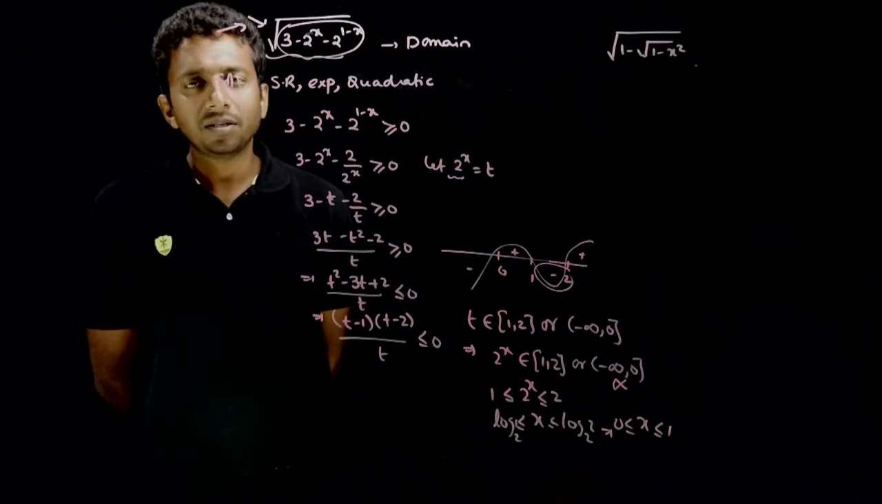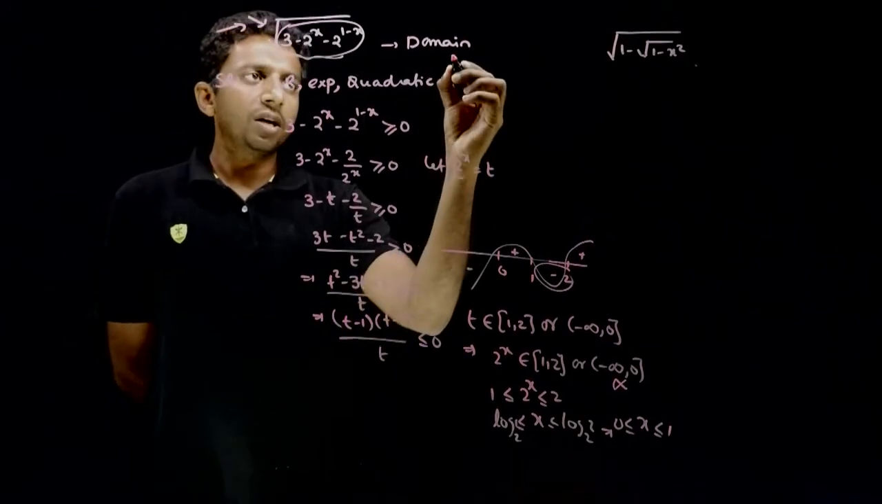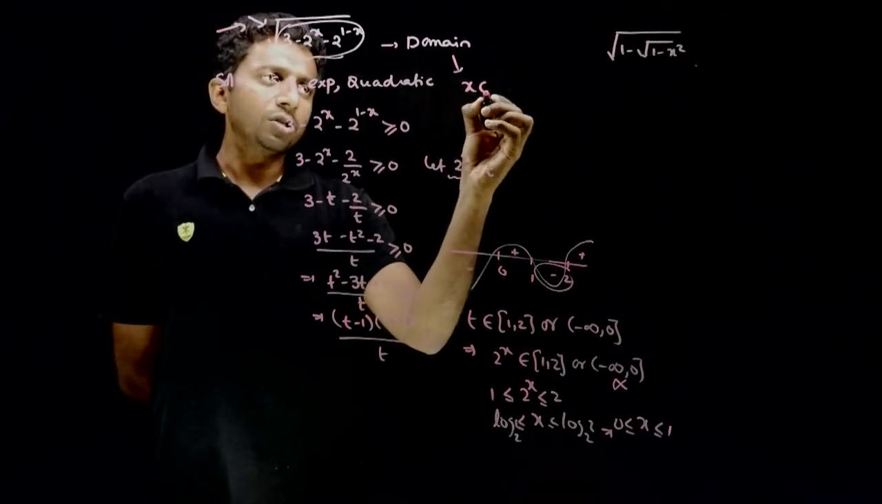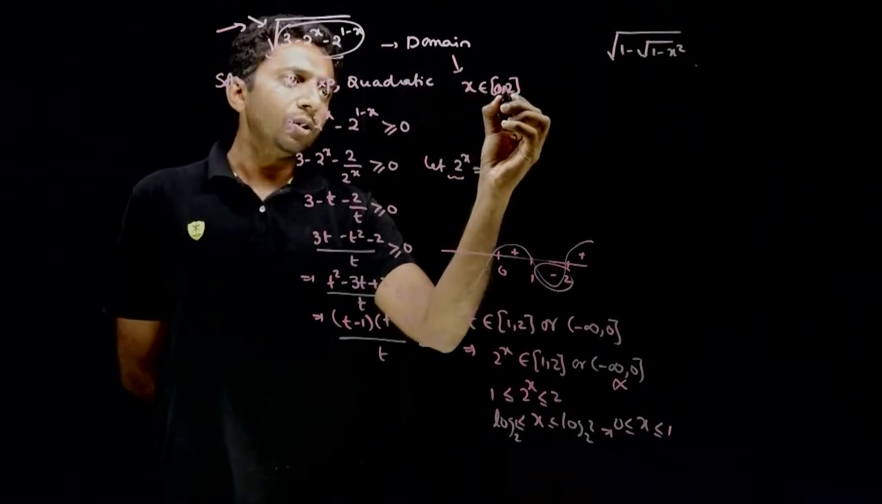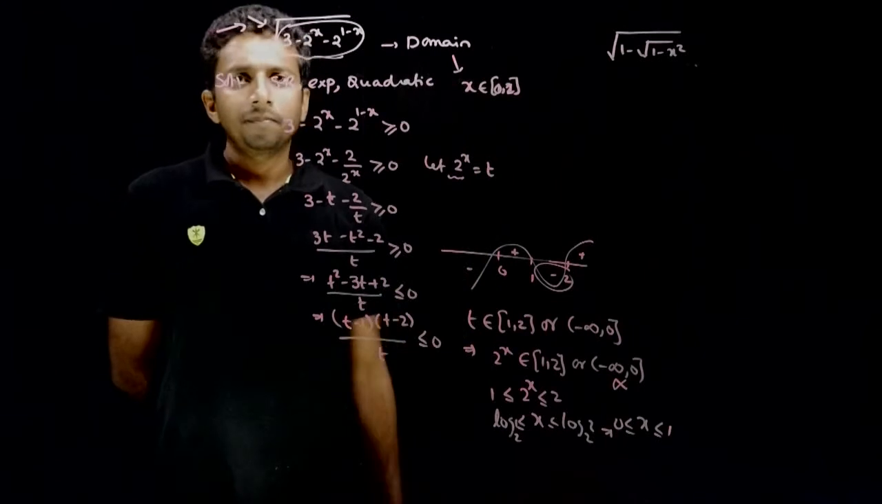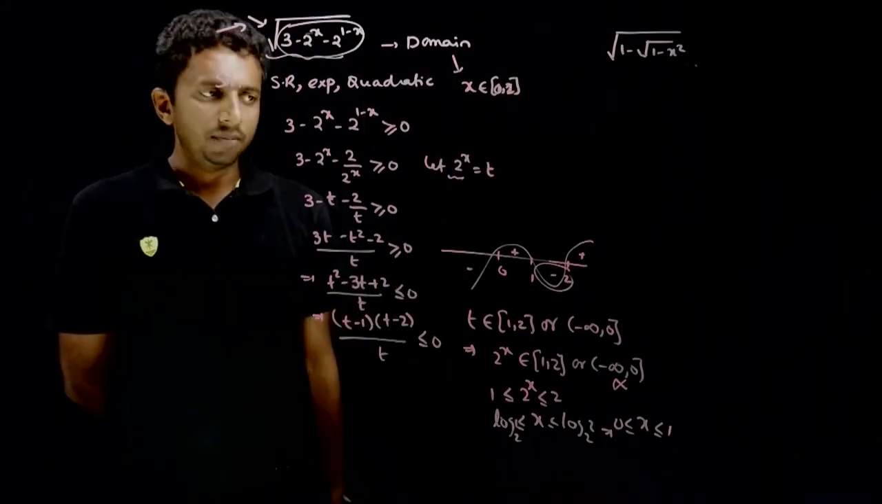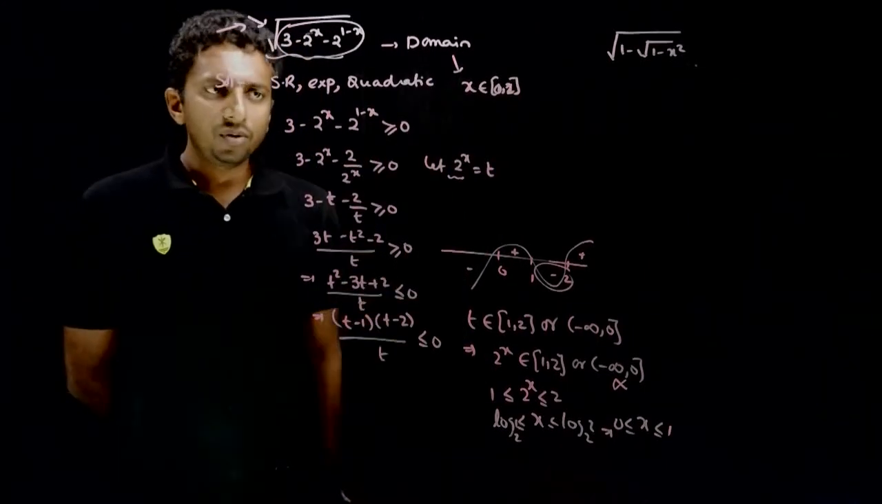So that is what is called the domain. So इस function का domain क्या है? x belongs to closed 0 to 1. So the domain is 0 to 1. So एक बार just go through the process.